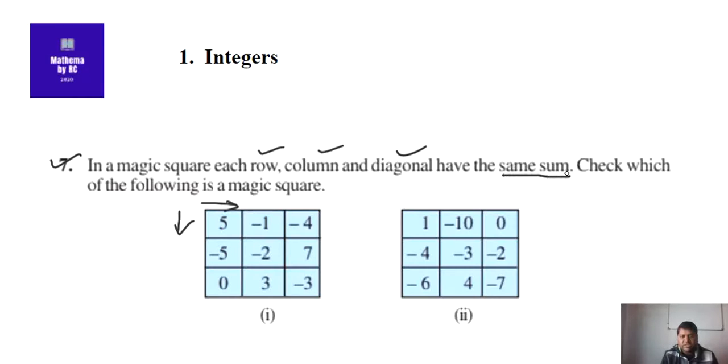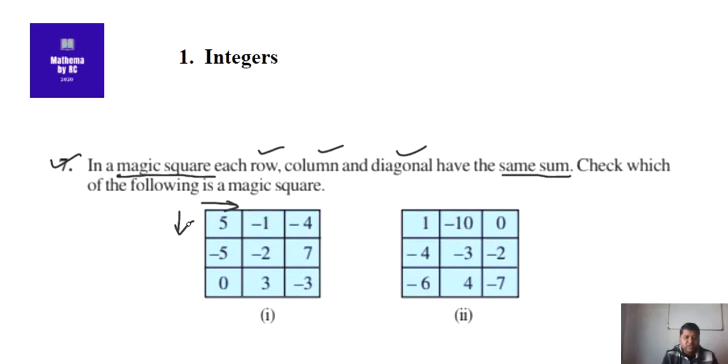Here the condition is that rows, columns and diagonals have the same sum. Click which of the following is a magic square. That means we say that 1 or 2 or both are magic squares if in this row, this column and this diagonal the sum value is the same.